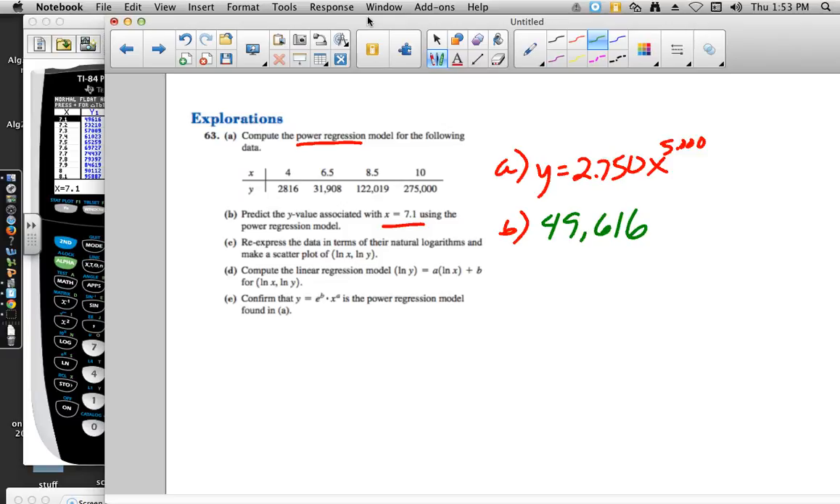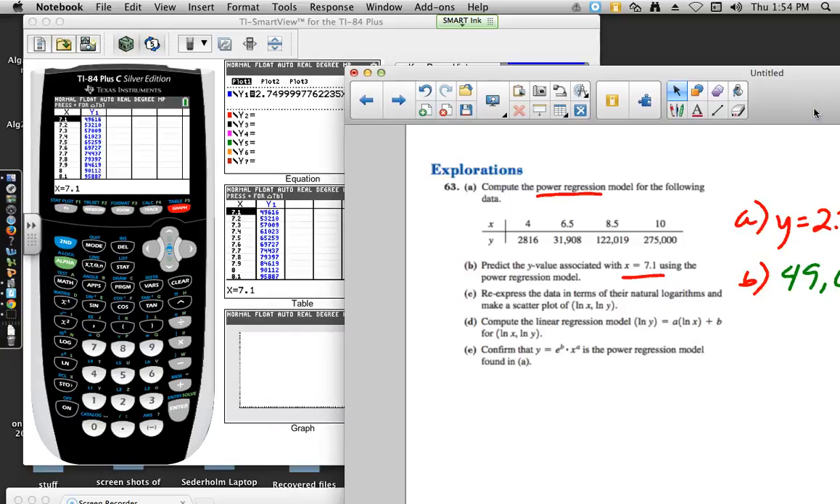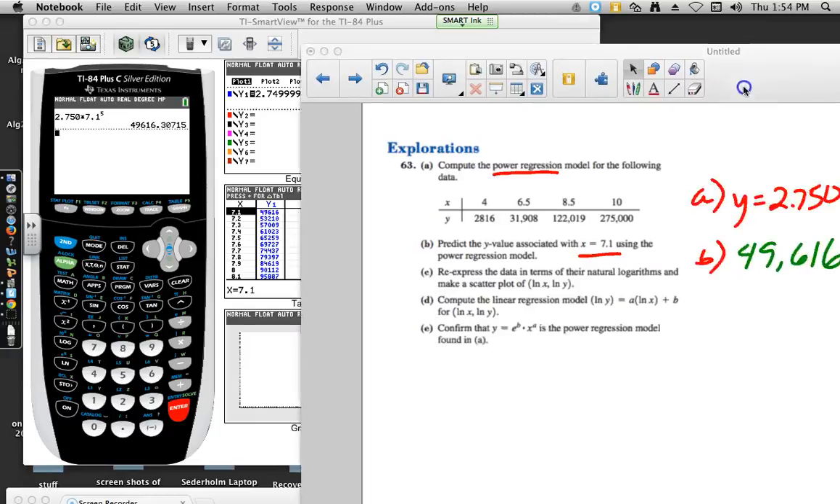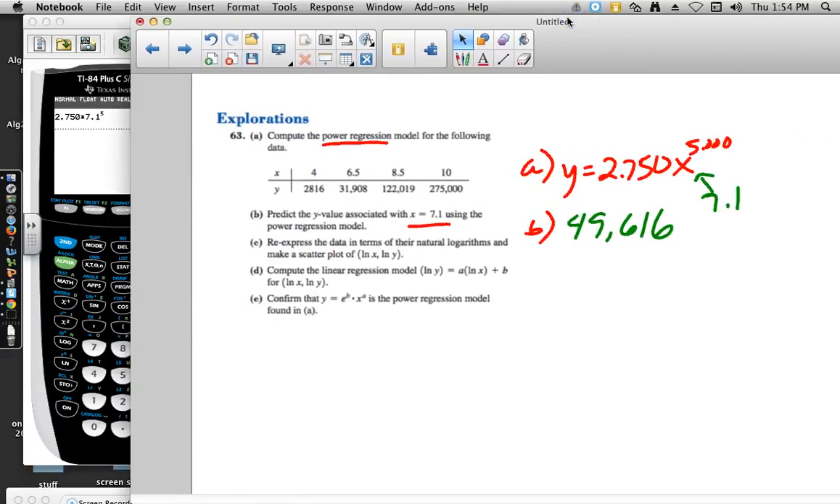Now, we definitely could have done that by hand. We could put the 7.1 in here and see what we get. And we'll just compare it real quick. So if we put that in, we would have 2.750 times 7.1 to the 5th power. And let's see what we get. And there it is, but we do get the 3 decimal places that way. So 307 at the end.